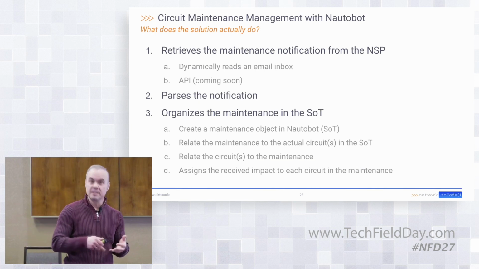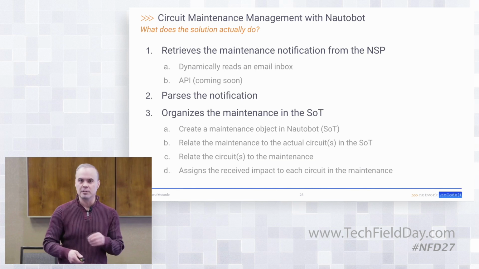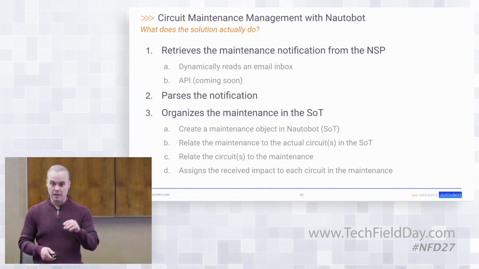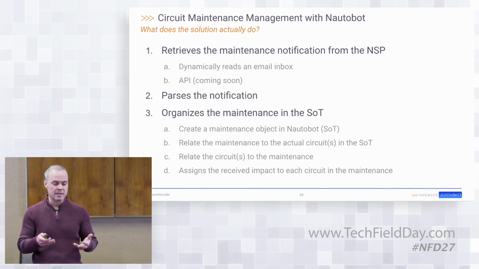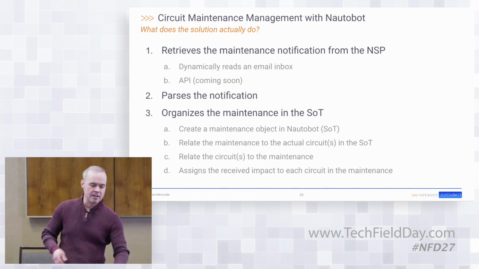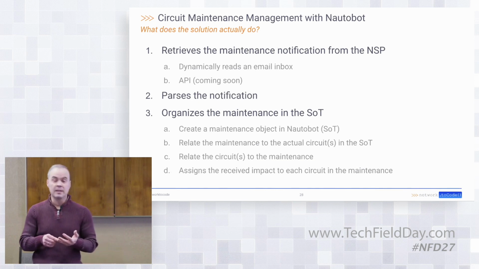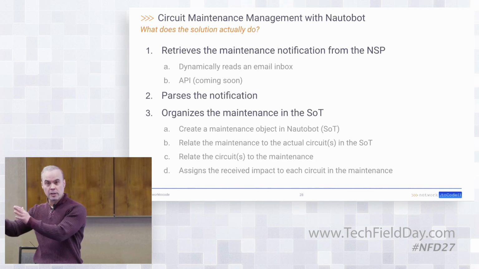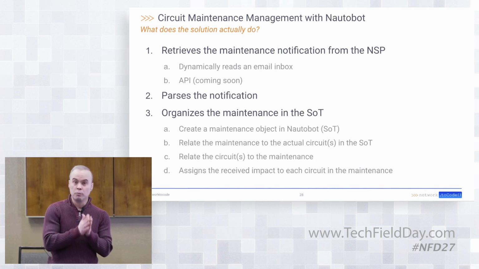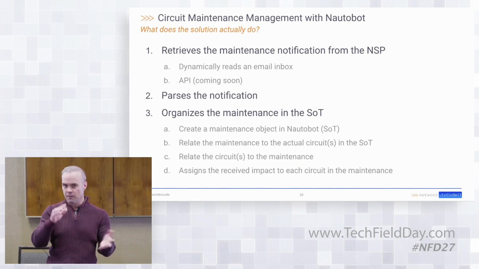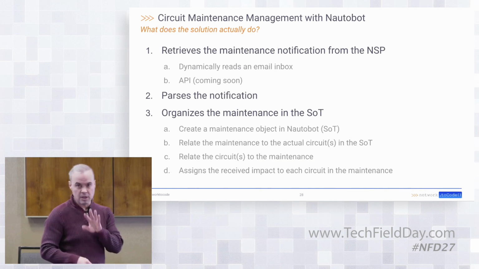The second thing it does is it then parses the notification, and we'll talk a little bit more about that in a few slides. And then it organizes the maintenance in Nautobot, in the source of truth. This includes creating a maintenance object, relating the maintenance object to the related circuits, and back again from the circuits to the related object. And then it also assigns the received impact for the circuit to the circuit in Nautobot. And we will, again, cover all that in the demo.